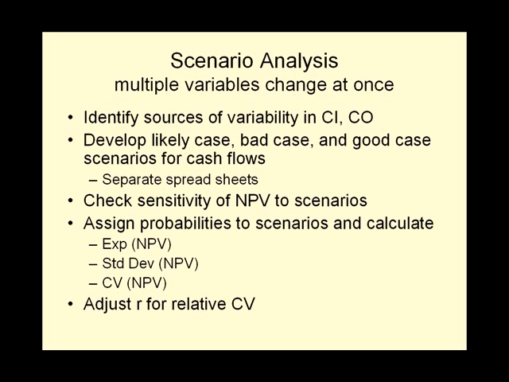As a final step in scenario analysis, some financial analysts like to take the information provided by the coefficient of variation and use it to adjust the discount rate that they apply to the cash flow analysis of a project for the relative risk information that's provided in the coefficient of variation. In doing so, they're applying what's called a risk-adjusted discount rate. We'll come back to the determination of risk-adjusted discount rates later on in the course.